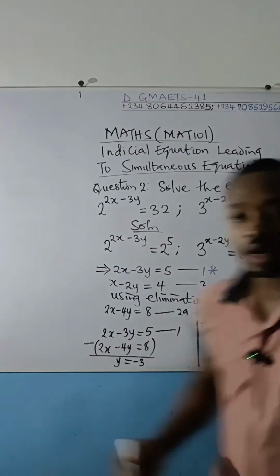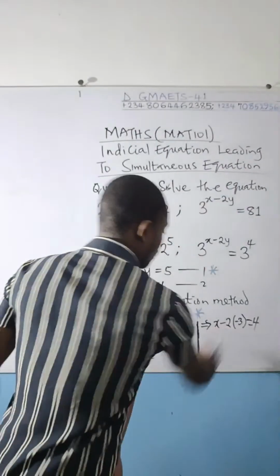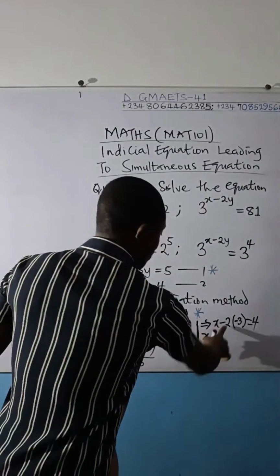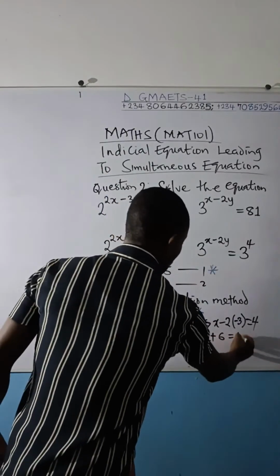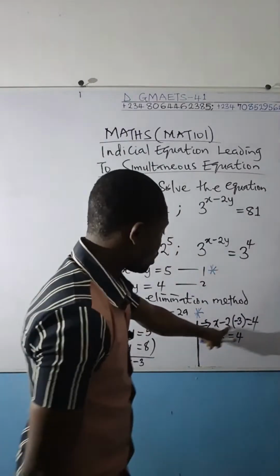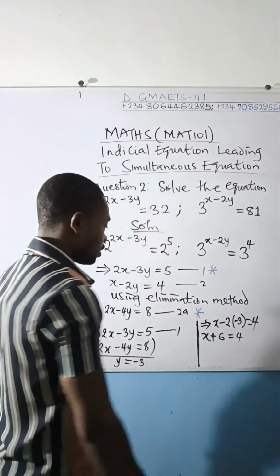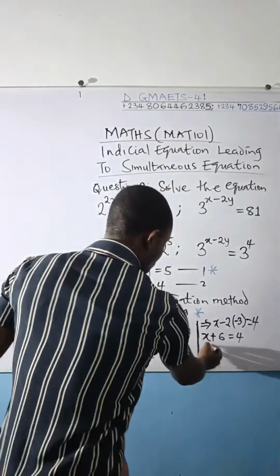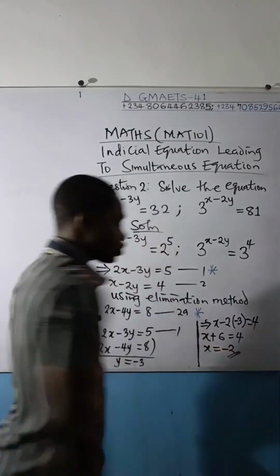Make it equal to what? 4. And then we can solve for the value of x. x minus 2 times minus 3 is going to give us plus 6 equal to 4. Now this is minus 2 times minus 3. You're going to get plus 6. Then you collect your like terms and you see clearly that x is equal to minus 2.